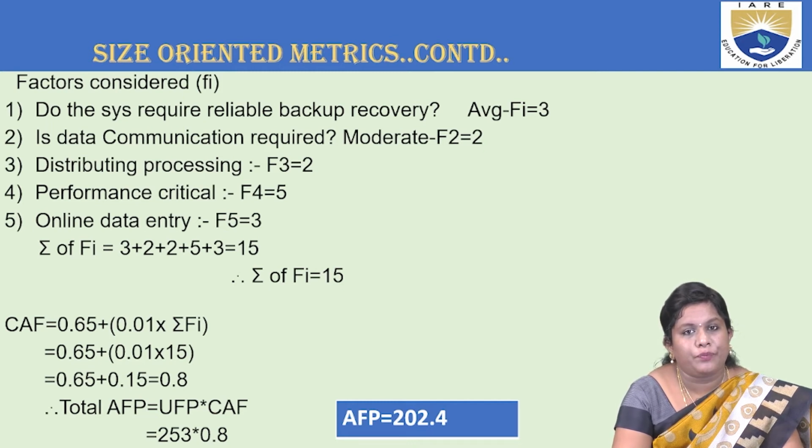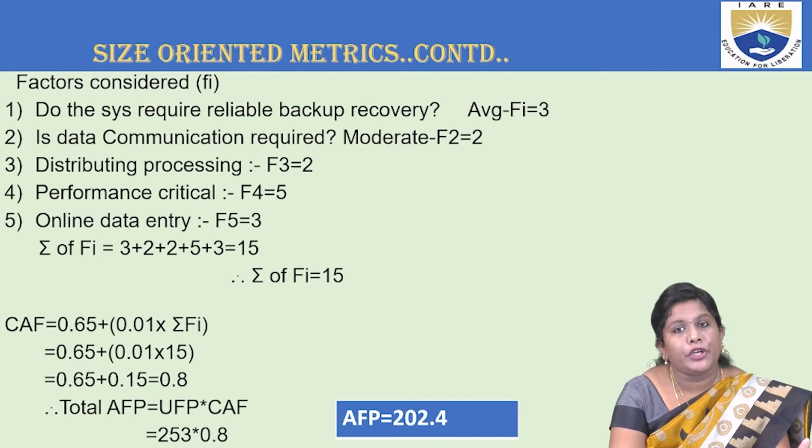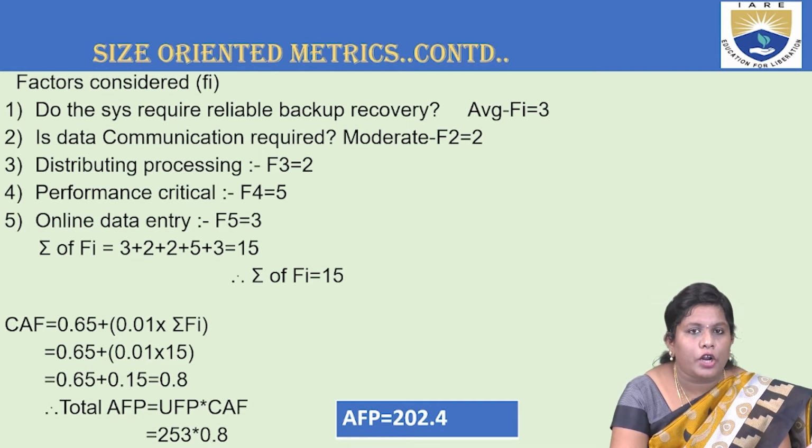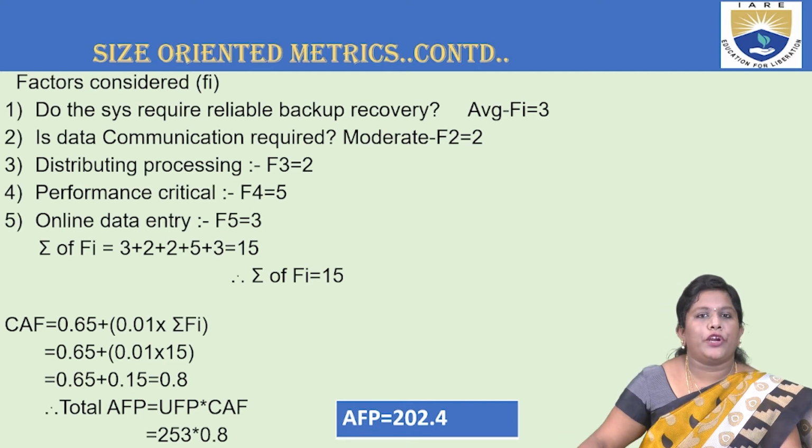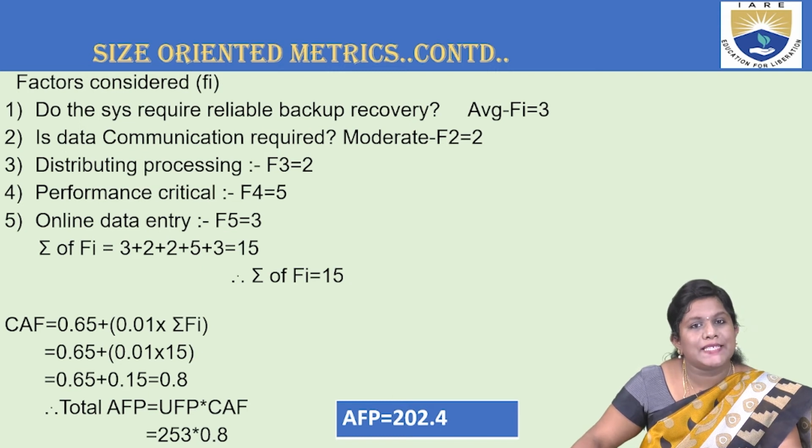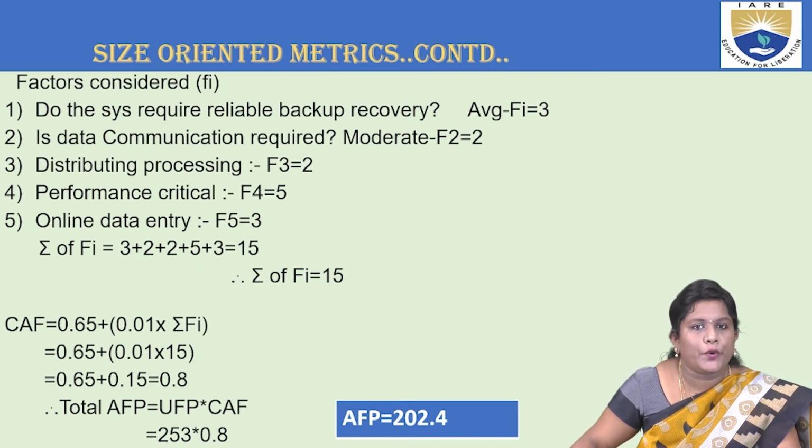That is AFP. So AFP is nothing but UFP, product of the complexity. So I repeat, to calculate the adjustment factor, you need the unadjusted factor, product, the complexity. Previously we calculated the UFP from the values, where it gave us 253, product 0.8. So our total adjustment factor is 202.4. Based upon this, you can say how effective your program is, right?